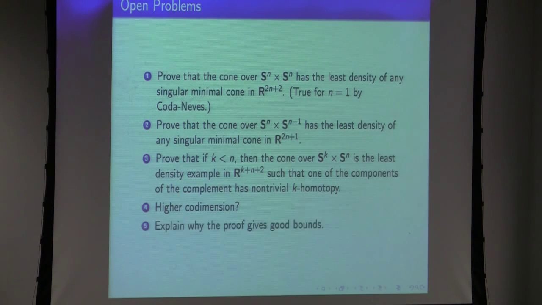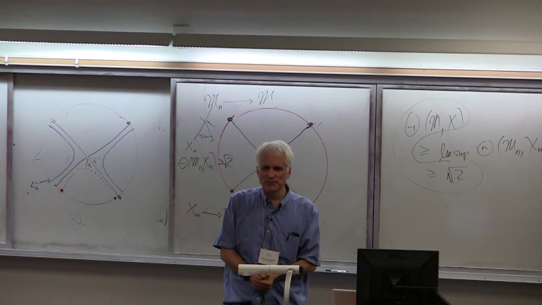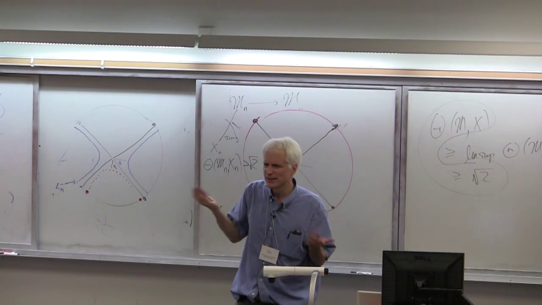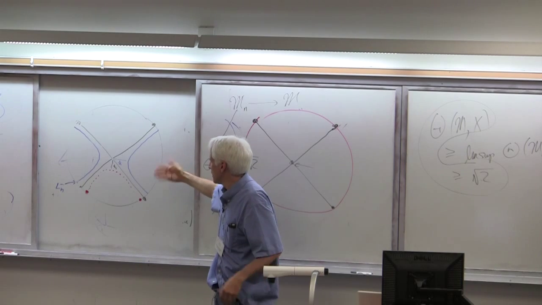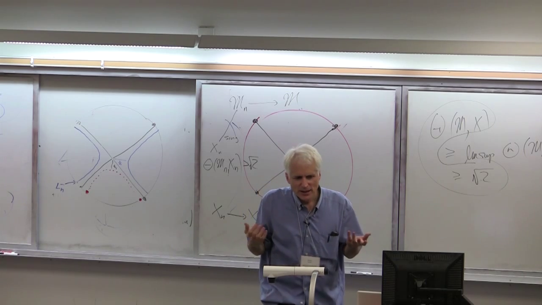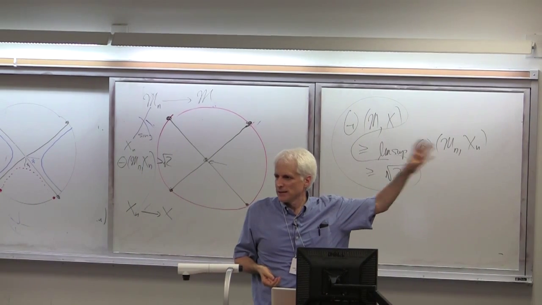One thing that I'll say as an open problem is: explain why the proof gives good bounds. This is something that I find completely baffling. We had this proof, and we were very happy to get any bound whatsoever. But okay, you do the proof and you get some bound. But the proof said nothing about Clifford tori or anything. It almost didn't seem to have much to do with any particular minimal surface. So you get some bound, and then it seems like just by a miracle it happens that the bound is sharp.